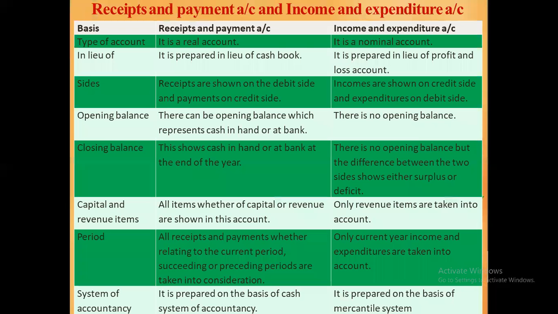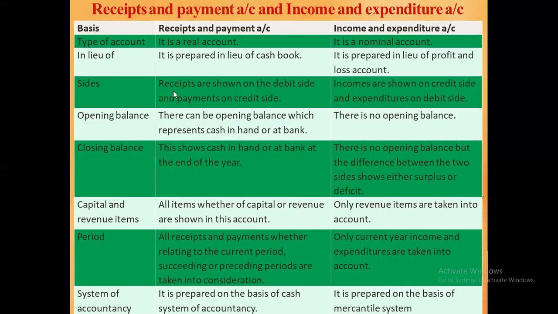Now we come to the differences between the receipt and payment account and the income and expenditure account. The type of account: the receipt and payment account is a real account and income and expenditure is a nominal account. The receipt and payment account is similar to a cash book. It is prepared instead of a cash book. The income and expenditure account is similar to the profit and loss account. It is prepared instead of the profit and loss account.